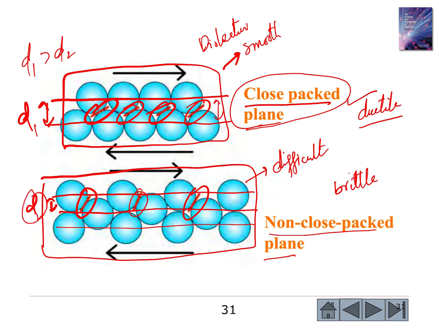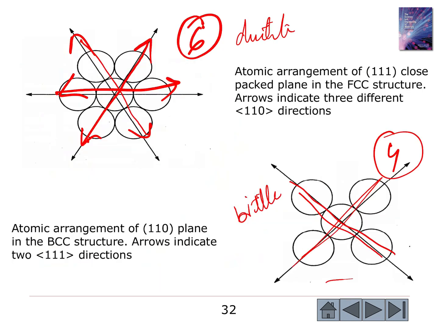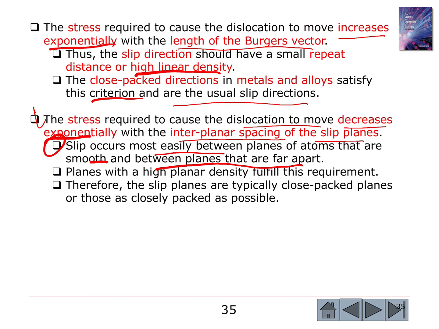So that's why the dislocation tends to move along the planes for which the interplanar spacing is high. This is what they are saying in this point. Slip occurs most easily between planes of atoms that are smooth and between planes that are far apart, which means far apart means high d, d_hkl, right? Planes with a high planar density fulfill this requirement.